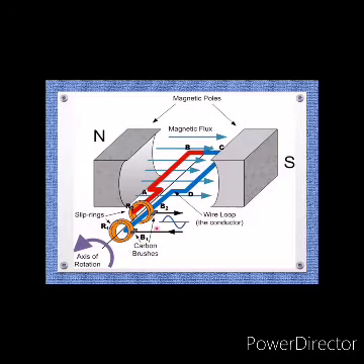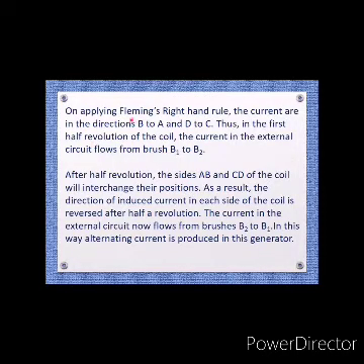Here the function as well as the working of the slip rings and the carbon brushes are one and the same, children, and even the rotation of the coil is the same. Now on applying Fleming's right hand rule, we know that you have to stretch out your right hand, the three fingers, that is the thumb, forefinger and the middle finger. The currents are in the direction from B to A and also from D to C.